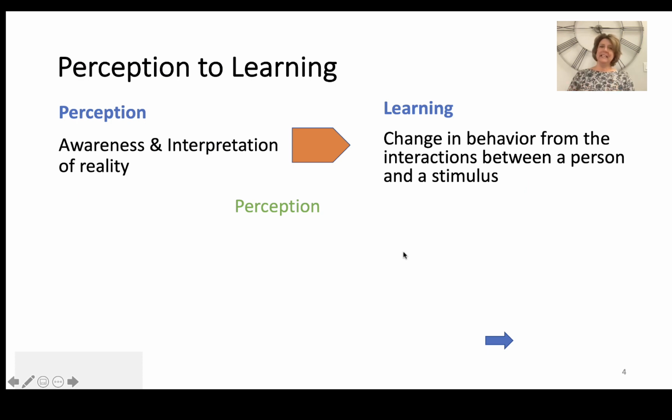So now let's see how we take perception and translate it into learning. Again, perception is awareness and interpretation, our personal interpretation of reality. Whereas learning is how I take that interpretation and change my behavior between a person and some sort of stimuli. Let me give you an example of how this has worked in my world.